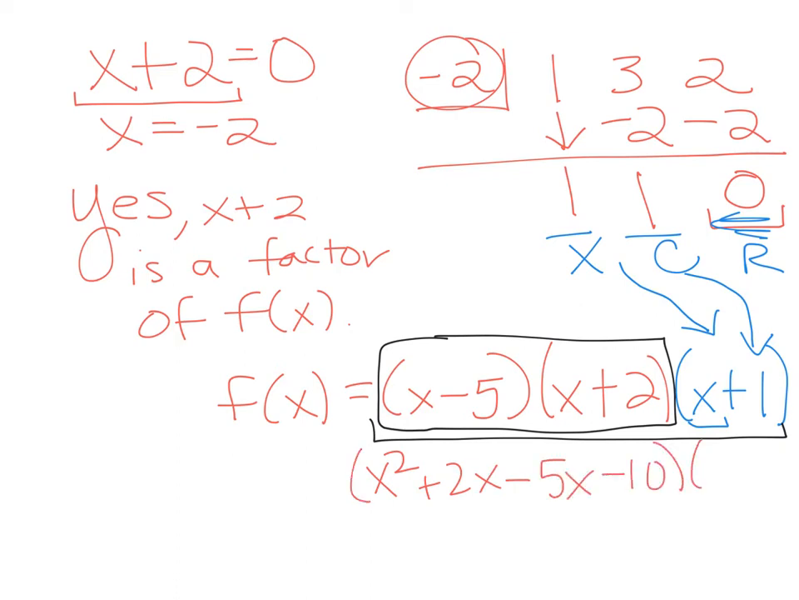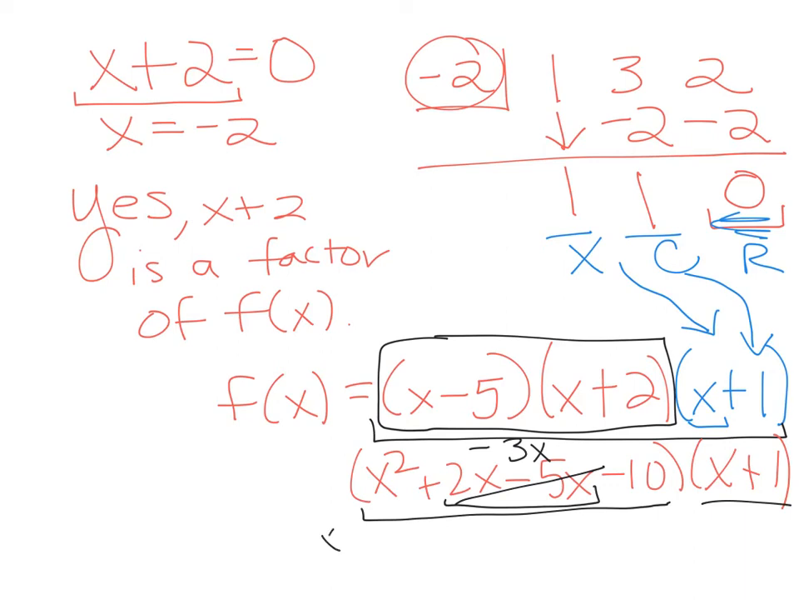And I'm going to go ahead and multiply that by x plus 1. But before I do that, I can combine like terms here. This negative 5x and 2x really give me a negative 3x. So when I multiply this trinomial, these three terms, by x plus 1, I distribute the x to every term. So that's going to give me x cubed minus 3x squared minus 10x.